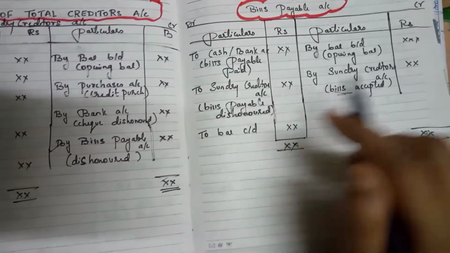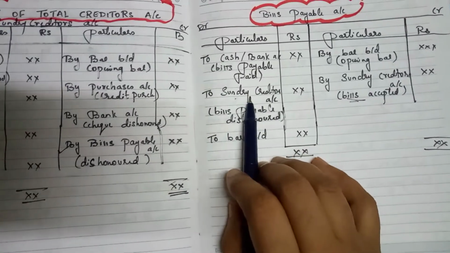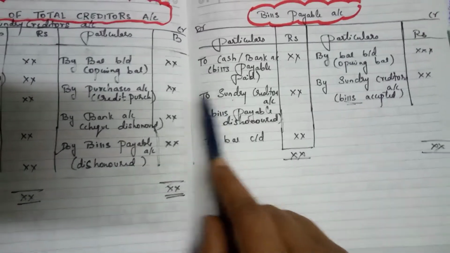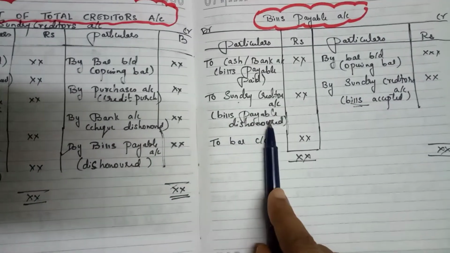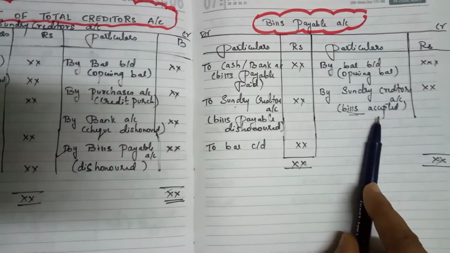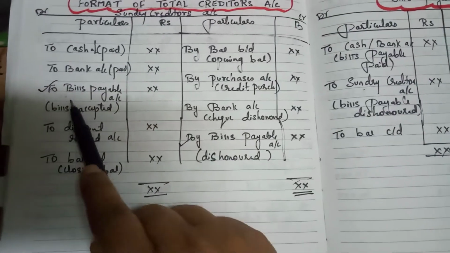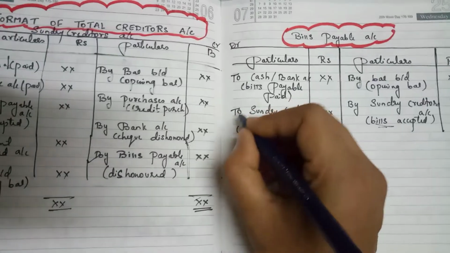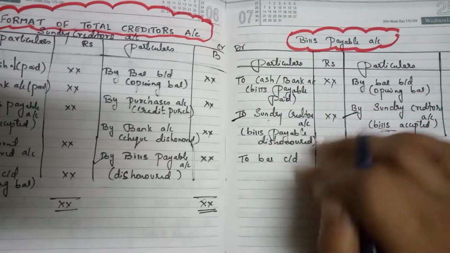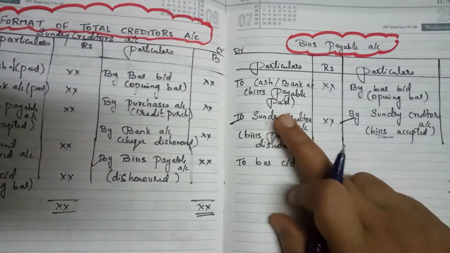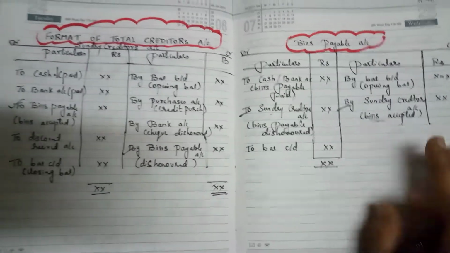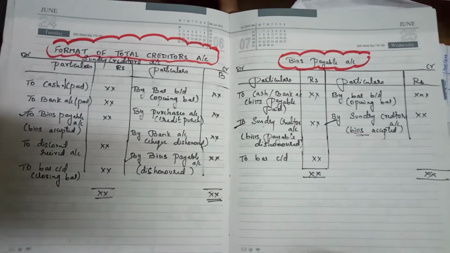Here is how you get this: to sundry creditors, it is on the credit side; go to the debit side, you see by bills payable dishonored, so you transfer here to sundry creditors, bills payable. By sundry creditors, bills accepted, here to bills payable, bills accepted. If it is a debit, you transfer to the credit. If it is a credit, transfer to the debit. That's it. You get these two things from that account. That means you only have to read three accounts, whether you get cash, to balance brought down, by balance carried down. This is how the whole performance goes.